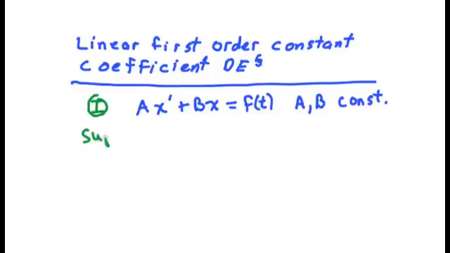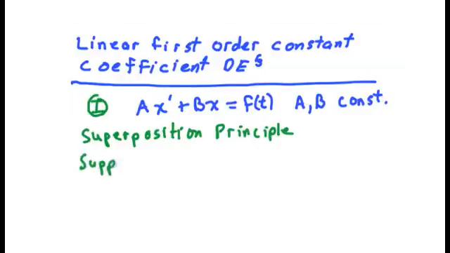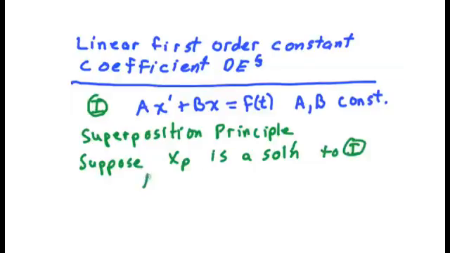And before solving some specific examples of I, I'm going to talk about a general principle called the superposition principle. Superposition is just a fancy word that means adding two functions together. And what does the superposition principle say? It says, suppose that xp is a solution to the equation I. So that means, I'll write it out explicitly, a xp prime plus b xp is f of t. So I can draw an arrow there, like that.